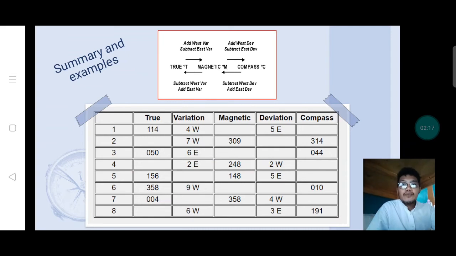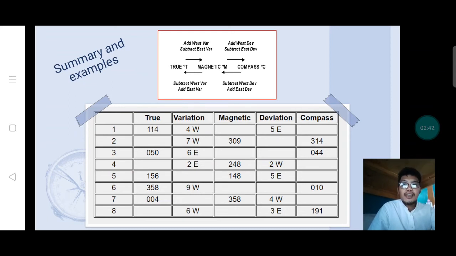And then we can see that the compass bearing is 314. So we will find a number that will add to 309 to become 314. What number will that be? It will be 5 west. So we must have the direction west in order to add to 309 and come up with 314.